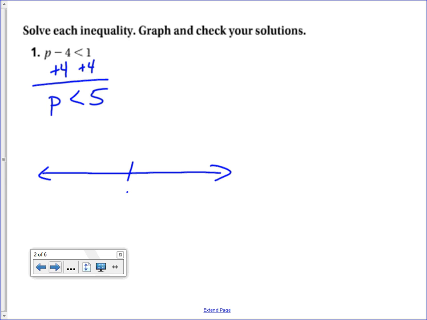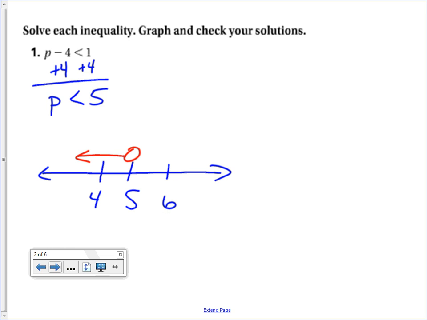so my rules again, 3 numbers, one smaller, one bigger than the number we're graphing. So we would want an open circle here, since it's less than, open circle, arrow to the left.